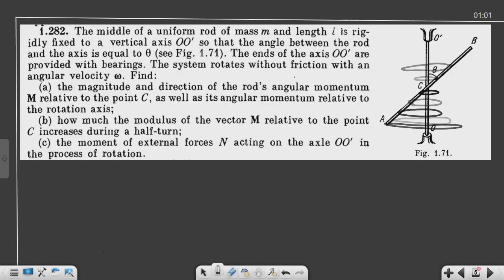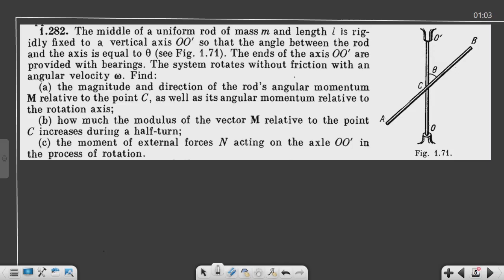Now the question is asking, the first part of the question, the magnitude and direction of the rod's angular momentum M relative to point C. That means with respect to this point C, what is the angular momentum of this rod, as well as its angular momentum relative to the rotation axis? That means, what is the rotation axis? This one is the rotation axis. What is the angular momentum relative to the rotation axis? So let's solve the first part of the problem. If this rod is rotating like that, the angular velocity vector would be in this direction, isn't it? This is the direction of angular velocity.